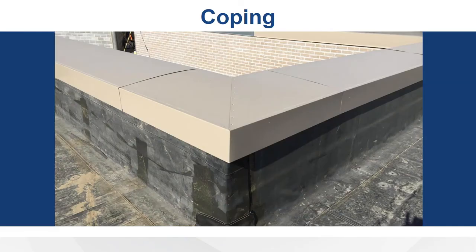Coping. A coping is a covering piece, usually concrete or metal, placed on top of a wall that is exposed to weather. In the photo above, metal coping is being used to cover the single-ply membrane along the top of a parapet wall. The metal coping shown in this slide is an example of edge metal sold by Carlisle.